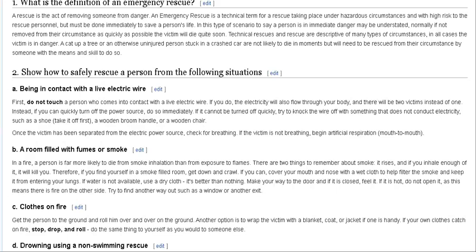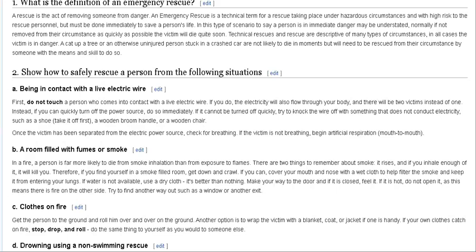Make your way to the door, and if it is closed, feel it. If it is hot, do not open it, as this means there is fire on the other side. Try to find another way out, such as windows, doors, or another exit. Okay, so you will see firefighters coming in through the window on the side with a ladder and stuff like that. That's what you're talking about.